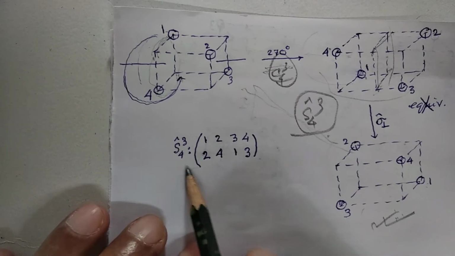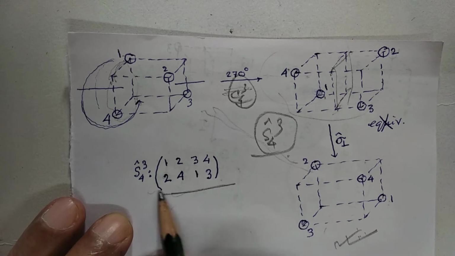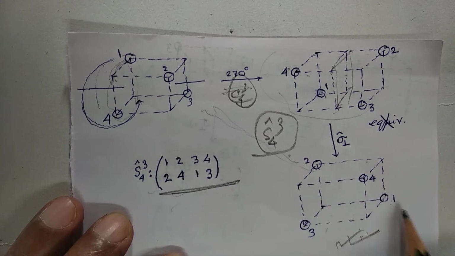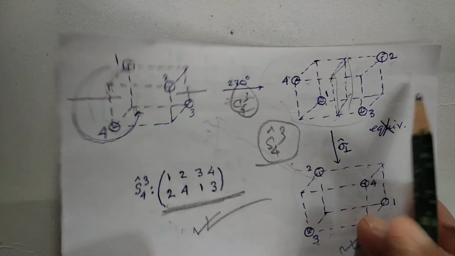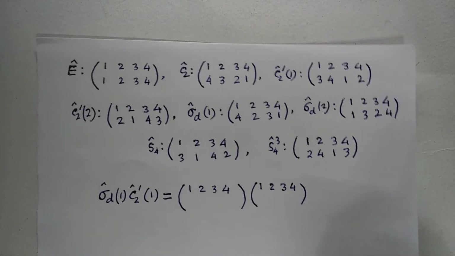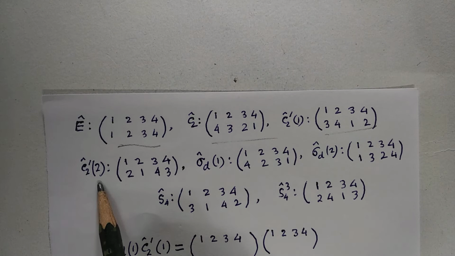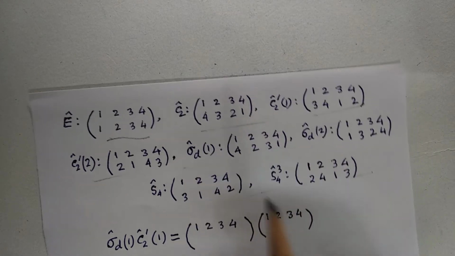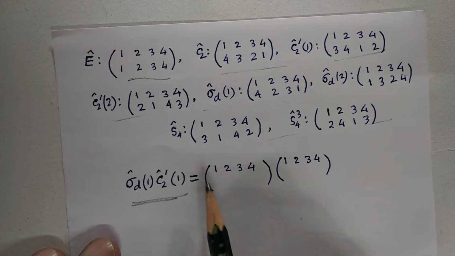Now looking at the vertex labels, we see that the permutation is 2, 4, 1, 3. This is the permutational representation for the S4 3 operation. Now I will show an example of symmetry multiplication using these permutations. I have collected all the permutations here.